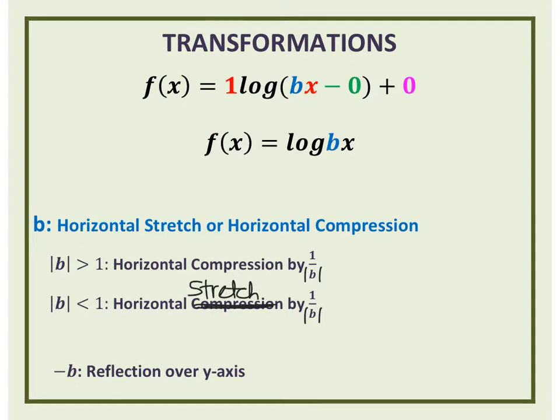So again, if we see that B is greater than 1, the absolute value of it, then it's a compression. If we see that the absolute value is less than 1, it's a horizontal stretch. And we always take the reciprocal. Now, a negative B causes a reflection over the y-axis, so this can affect your domain.